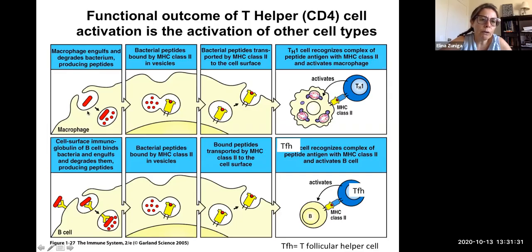And so here the macrophage engulfs and degrades the bacteria, producing peptides. So now these peptides derived from the bacteria will be loaded into the MHC class II molecules in the macrophages. Remember that macrophages are APCs, antigen presenting cells, that by definition express MHC class I and MHC class II. And so with the MHC class II, they will take the peptides derived from the bacteria or pathogen they have engulfed, and present that in their membrane.